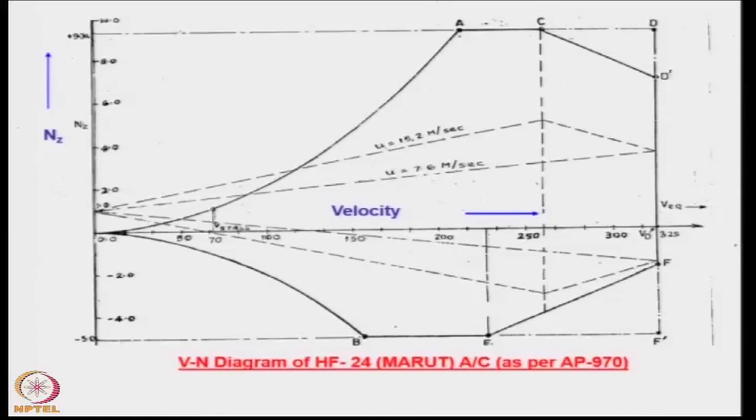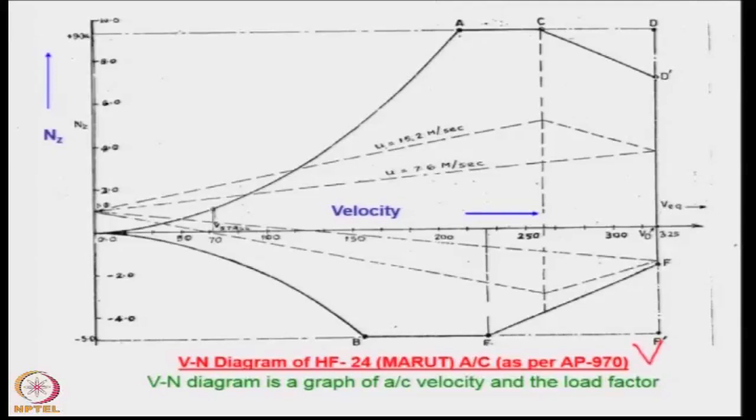Here is a V-N diagram as per the old specifications called AP 970. This is for the Maruti aircraft designed in India by Hindustan Aeronautics Limited. It was a transonic bomber aircraft. So, the V-N diagram is essentially a graph of aircraft velocity V along the x axis and load factor NZ along the y axis.